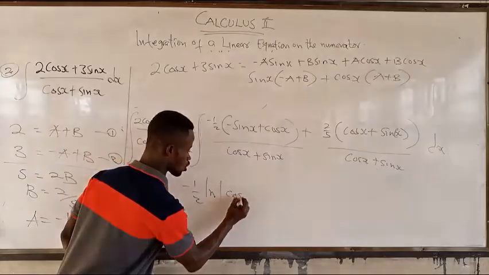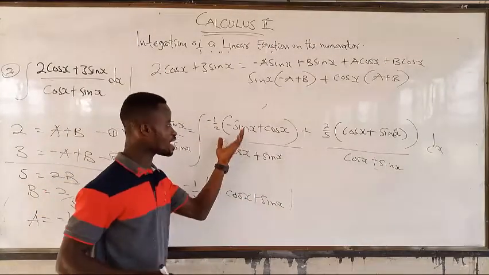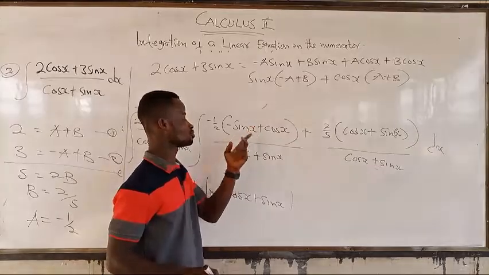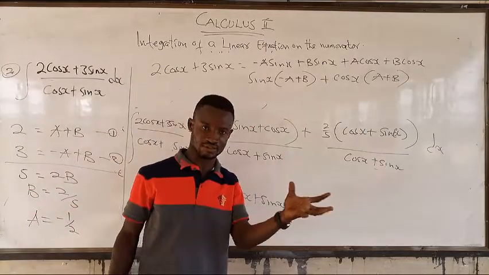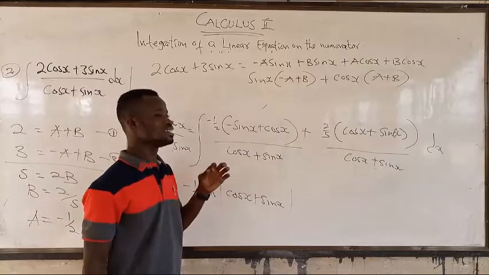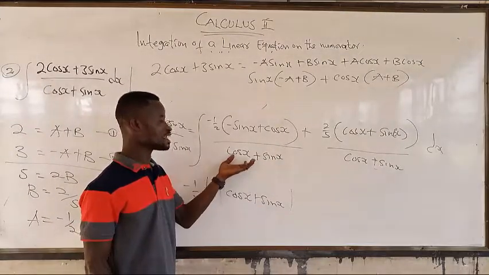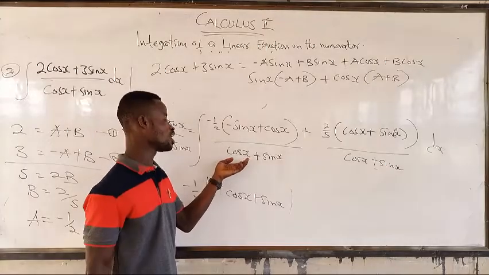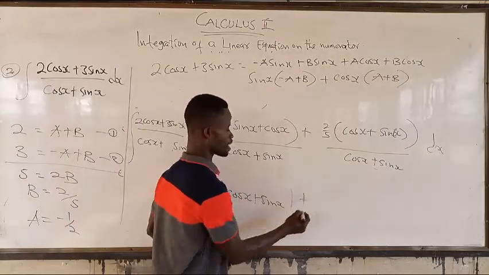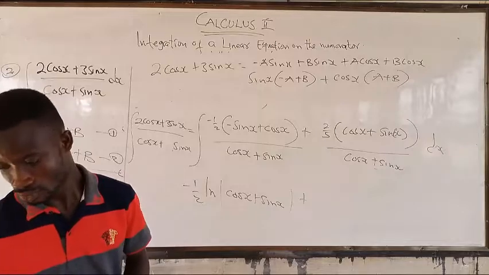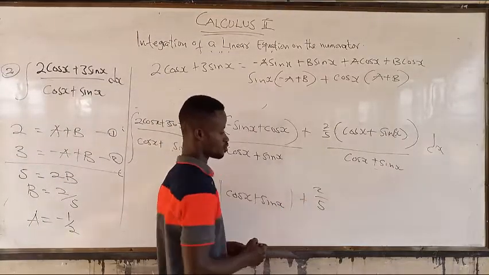ln of cos x plus sin x. Please, here we don't write the function of the derivative, but we write the derivative over the function. So the function is the one on the denominator, which is cos x plus sin x, and that's what we have there. Plus, then here we have 2/5.